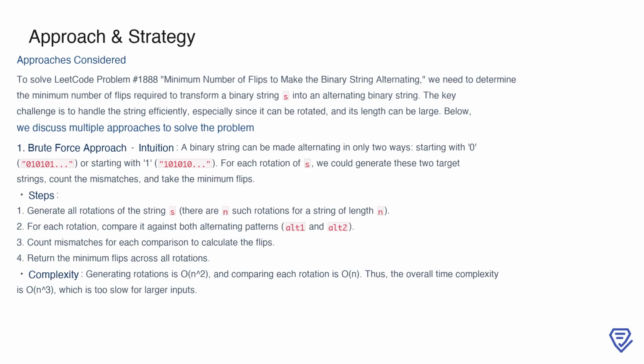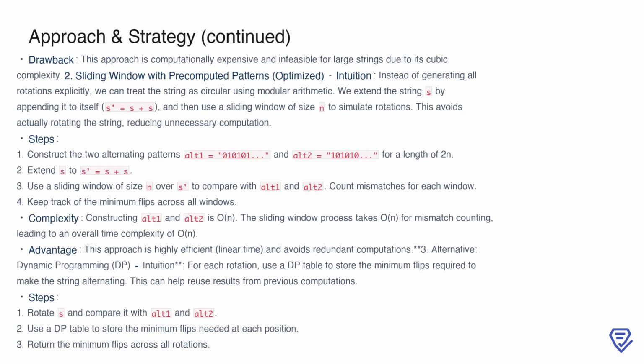However, this approach involves generating all rotations of the string, which is computationally expensive. Specifically, for a string of length n, this would require O(n^2) time for rotations and an additional O(n) for each comparison, leading to an overall time complexity of O(n^3). For large inputs, this is not feasible, and we need a more efficient method. The brute force approach, while conceptually straightforward, is too slow due to its cubic complexity.